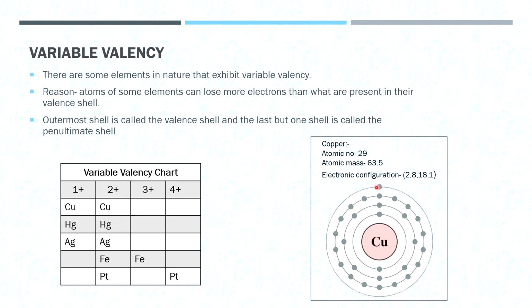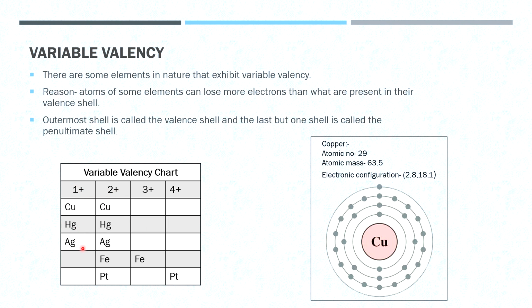The outermost shell of copper has 1 electron and the penultimate shell has 18 electrons, as you can see in this figure. However, the penultimate shell has not yet attained stability, and 1 or more electrons tend to jump to the last shell or the valence shell, thus increasing the valency of copper. In this chart, you can see that Cu, meaning copper, has 2 valencies, 1 plus and 2 plus.